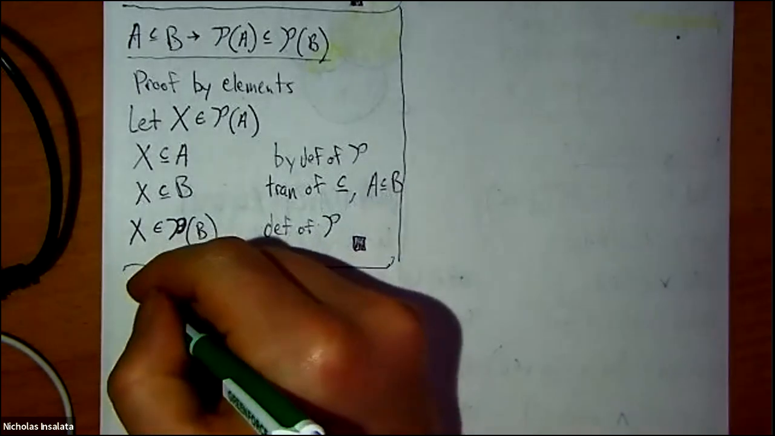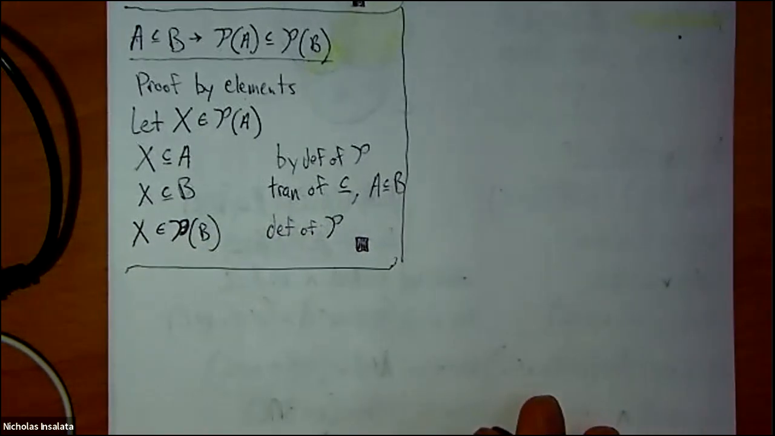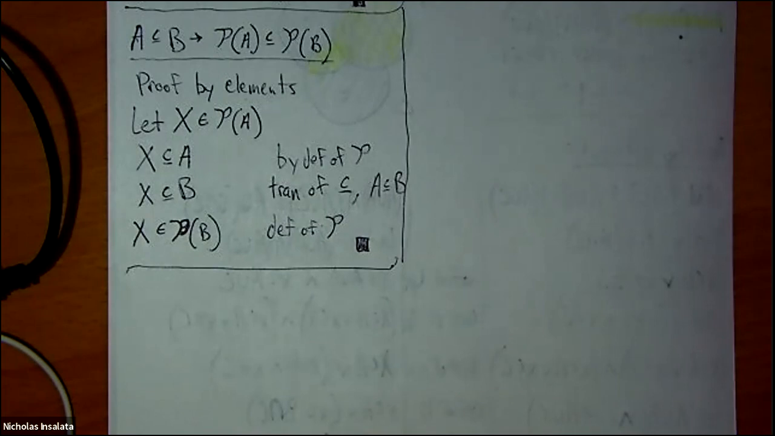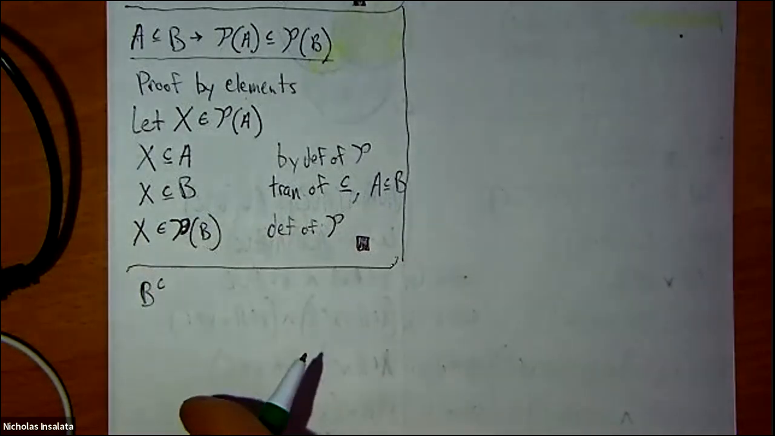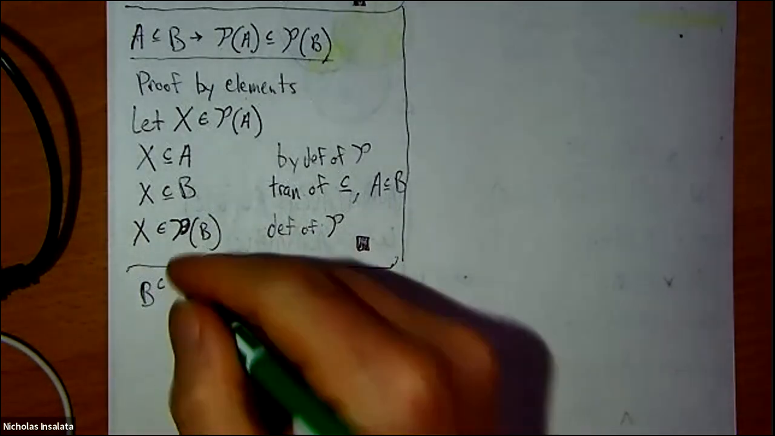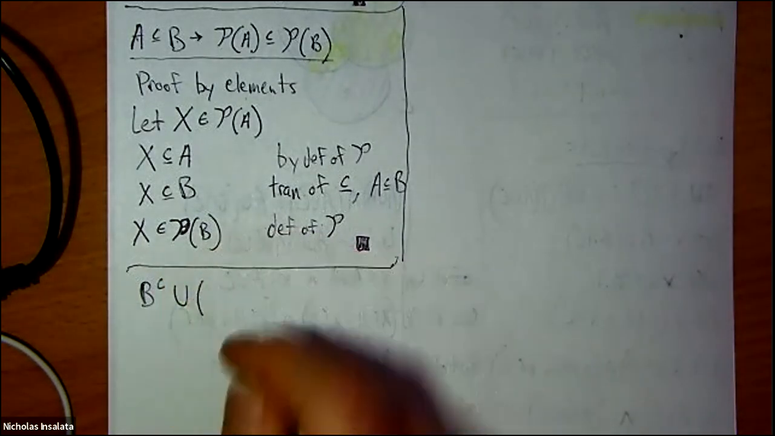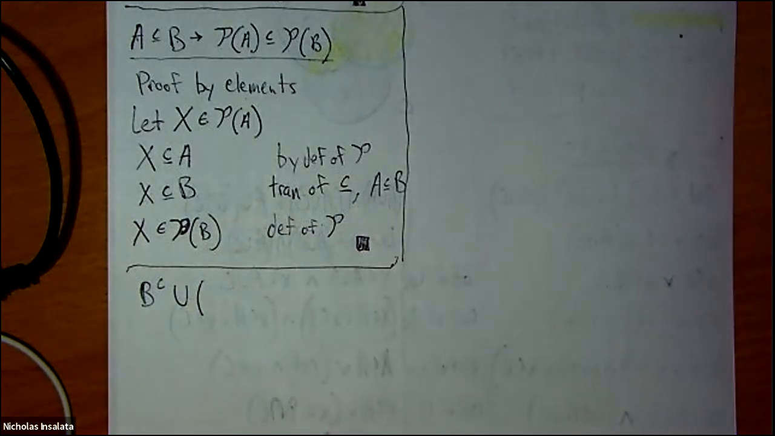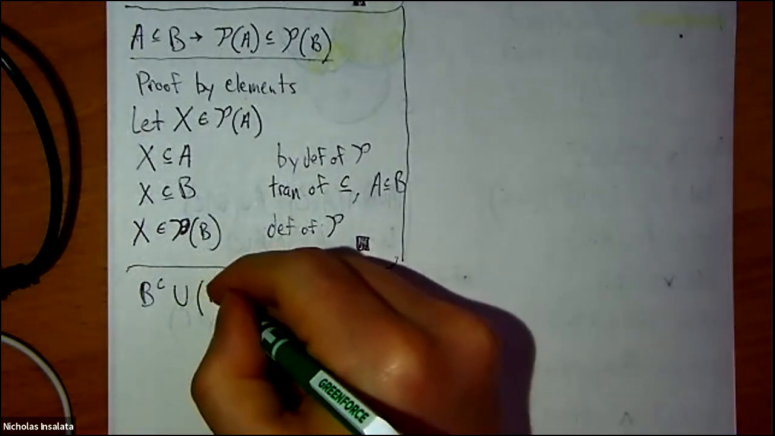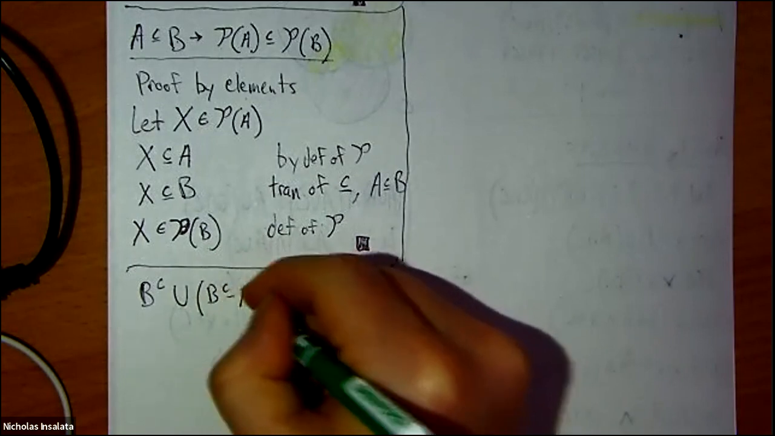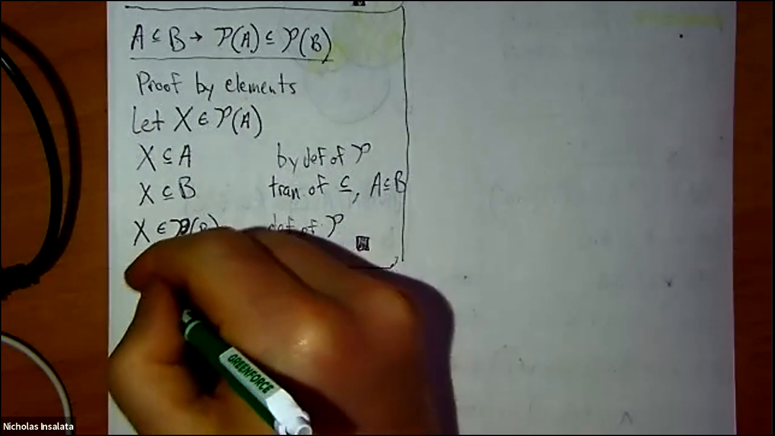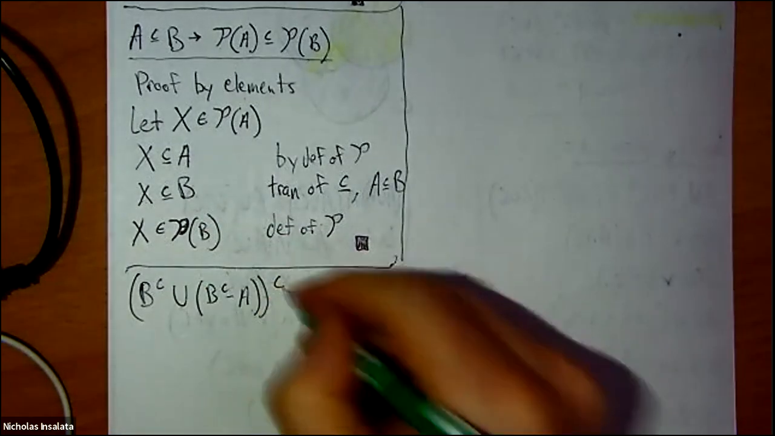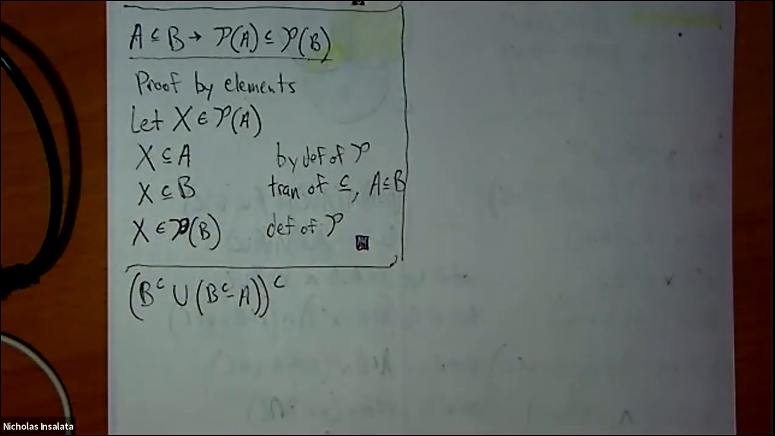I'm just going to simplify the set here, is my plan, right? So here's what I've got. I've got B complement union B complement minus A, and we take the complement of that whole thing. Okay.